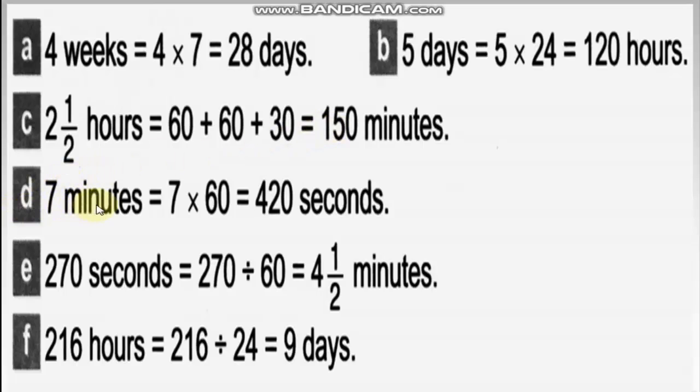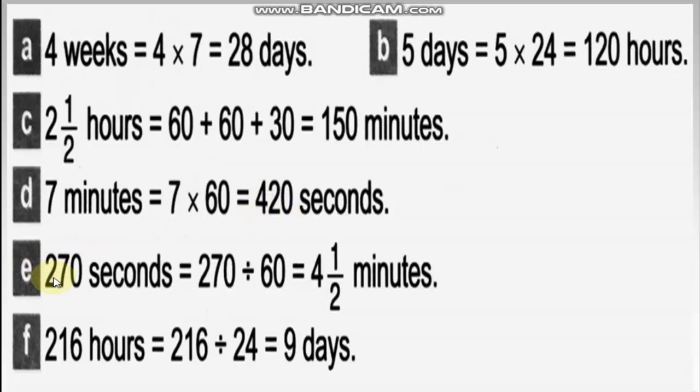Letter D. 7 minutes equals how many seconds? To convert from minute to second, we multiply by 60. So 7 times 60. 7 times 0 equals 0, and 7 times 6 equals 42. Then the result will be 420 seconds.